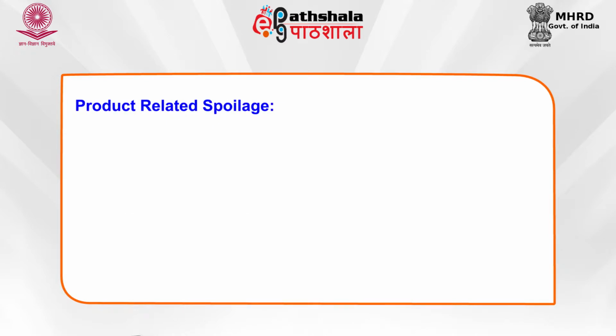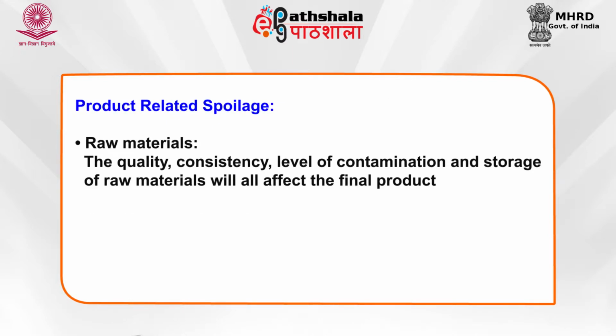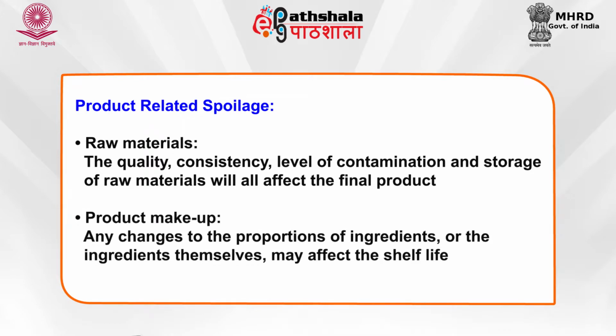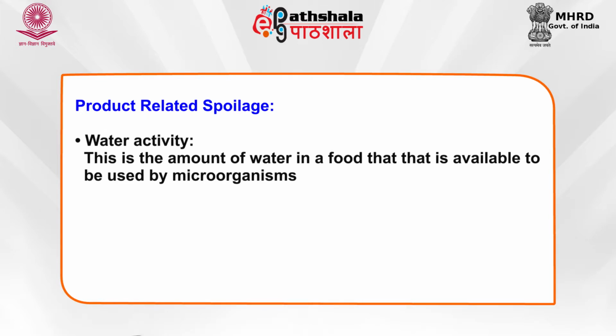Coming to product related spoilage. Raw materials. The quality, consistency, level of contamination and storage of raw material will all affect the final product. And the second one is product makeup. Any changes to the properties of ingredients or the ingredients themselves may affect the shelf life, that we have to see. And the next one is water activity. This is the amount of water in a food that is available to be used by microorganisms. And another one is the pH. This is a measure of acidity or alkalinity.